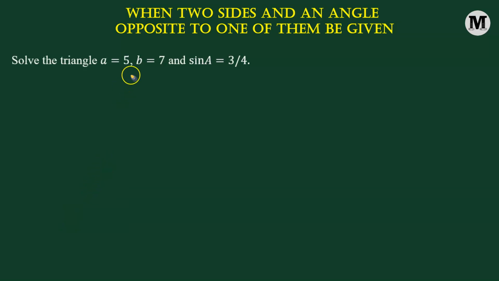So here in this problem, we need to solve the triangle with the following dimensions. Measure of side a is 5 units, measure of side b is 7 units, and sine of the angle A is 3 over 4. Let us do one thing.